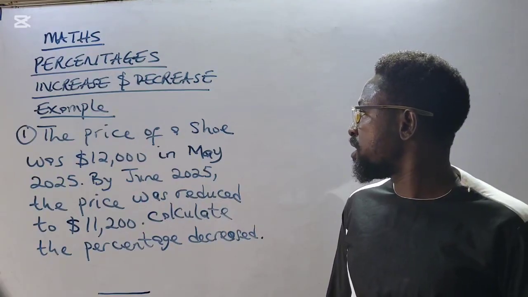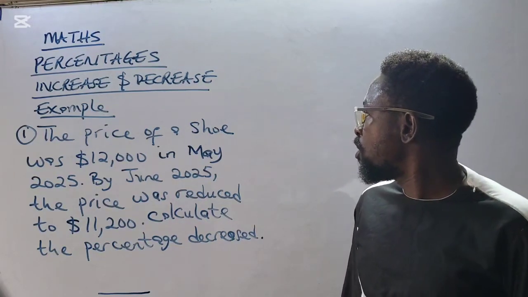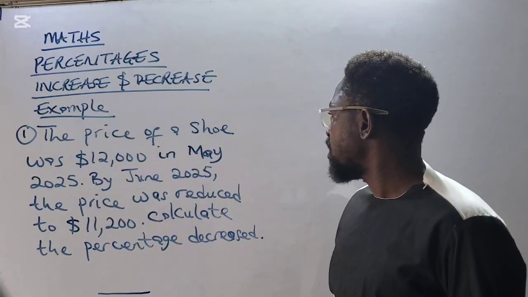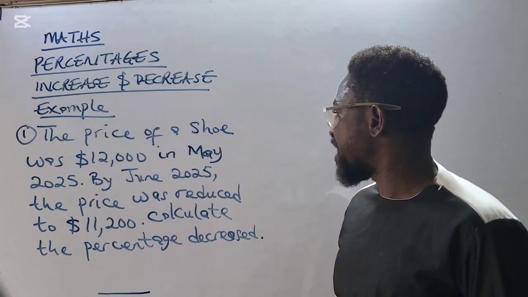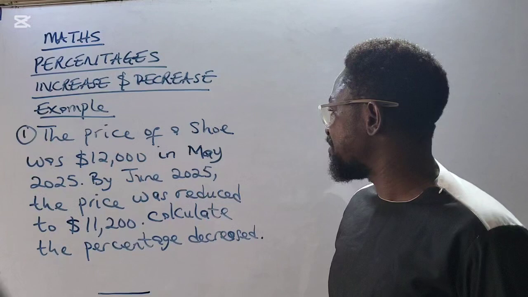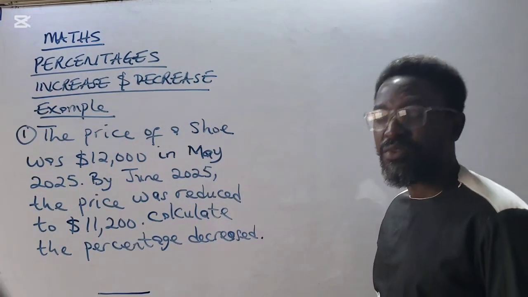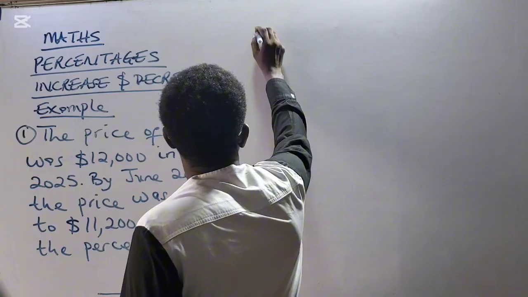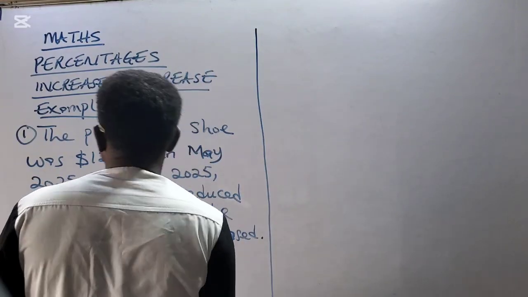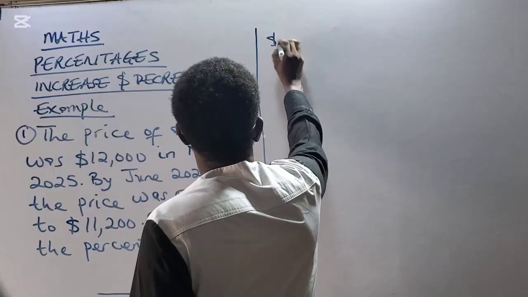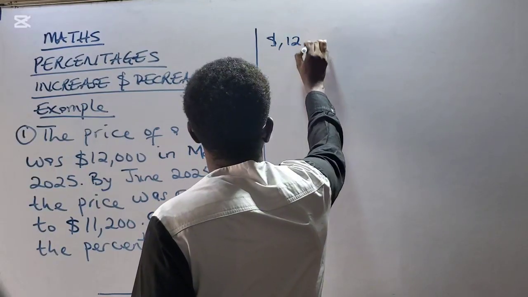The first question says the price of a shoe was $12,000 in May 2025. By June 2025, the price was reduced to $11,200. Calculate the percentage decrease. Now, for us to calculate the percentage decrease, the original price was $12,000.